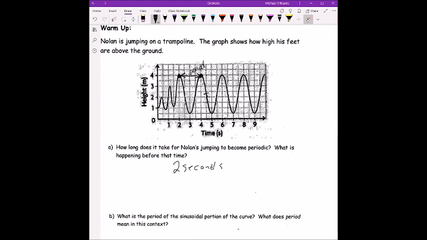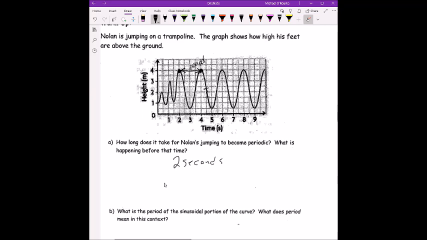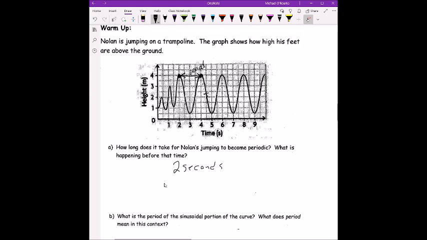Good. What is the period? So once he gets into jumping, what's the period of his jump? You guys tell me what the period is, even though it's written literally on the page. What's the period of his jump? And it's also 2 seconds, right? So we're going from here to here, so from 2 to 4, which is 2 seconds.